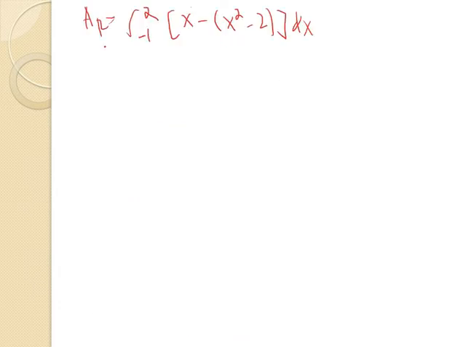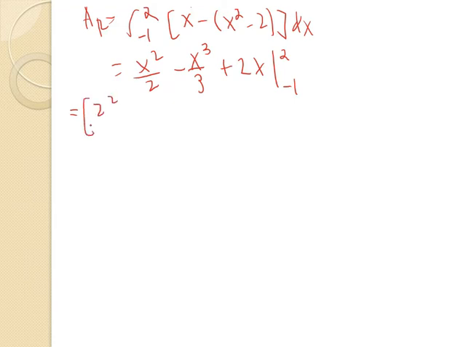Okay, so we integrate the functions. The integral of x is x squared over 2, minus x cubed over 3, and then minus times negative becomes positive 2x, evaluated from negative 1 to positive 2. And then we substitute the limits to x. So let us start with the upper limit.